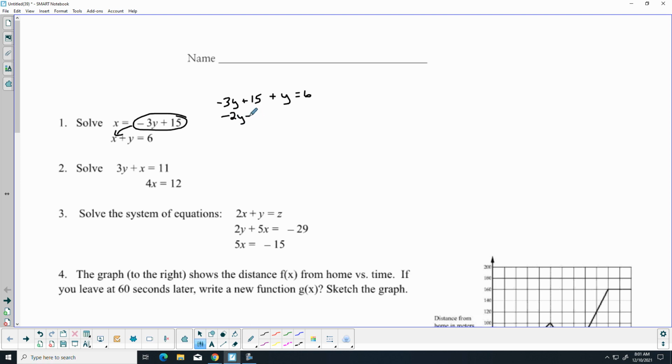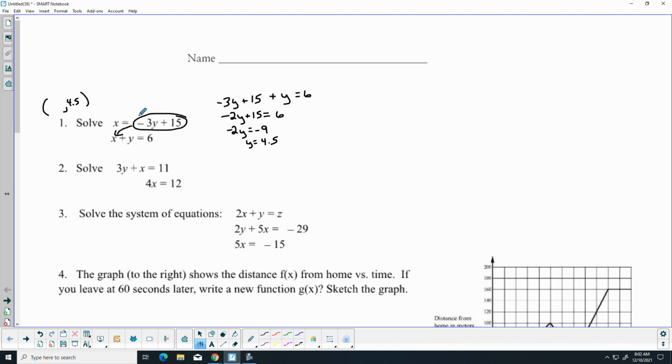Negative 2y plus 15 equals 6. And then I'm going to subtract 15 and get negative 2y equals negative 9. And y is going to be 4.5 or 9 over 2. It doesn't matter which one you put. So that tells me half of my answer. That tells me the y coordinate is 4.5.